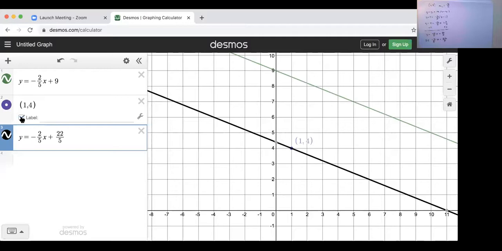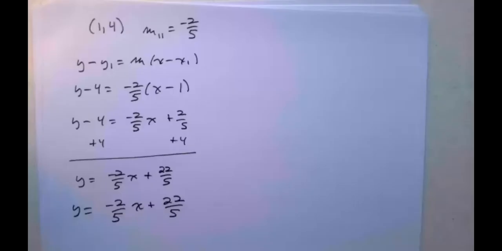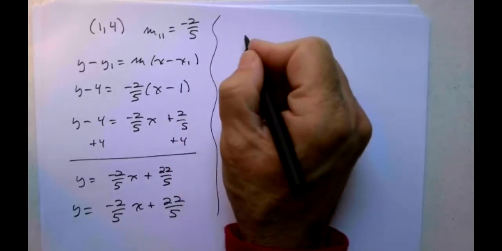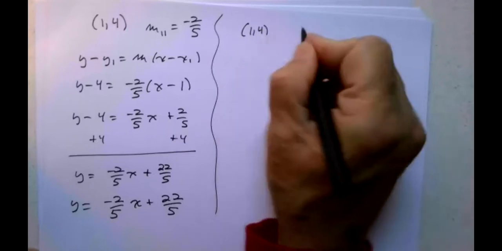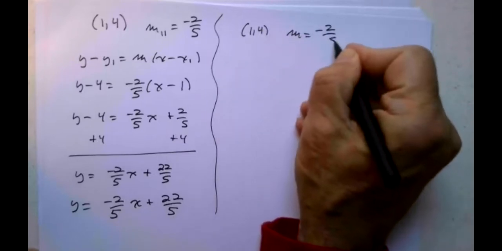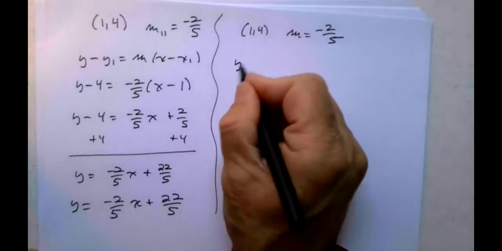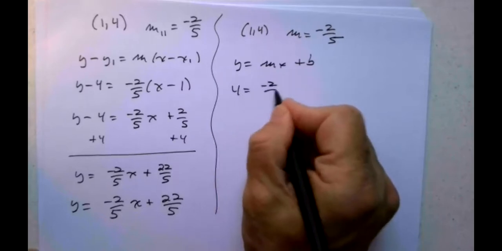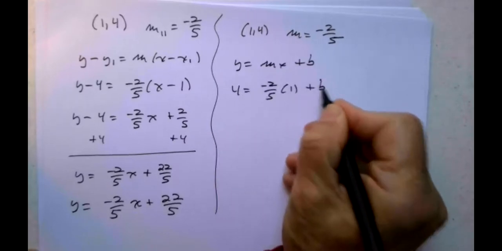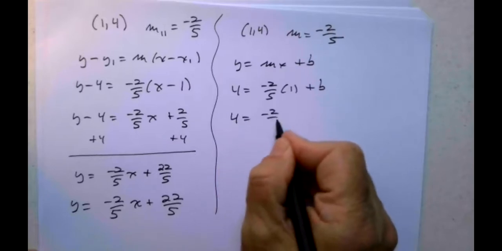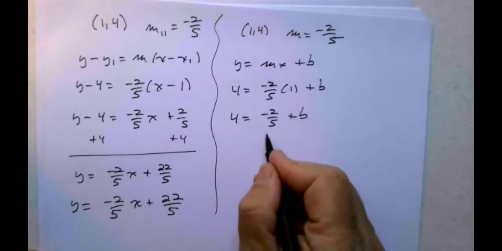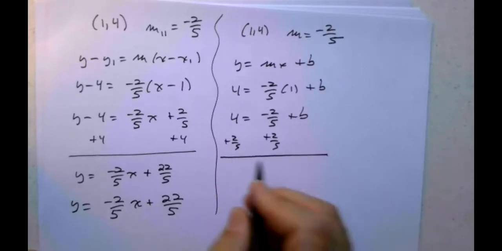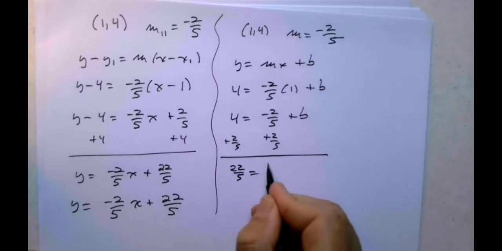We want to make sure we have the correct y-intercept for the black line to go through this point (1, 4), which it does. Let me go ahead and solve that problem using my preferred strategy, slope-intercept form. Again, we have the point (1, 4), and the slope is negative 2/5. That's the slope of the parallel line. So I'd like to use y equals mx plus b. y is 4, m is negative 2/5, x is 1, plus b. 4 is negative 2/5 plus b, add 2/5 to both sides. 22/5 is b.